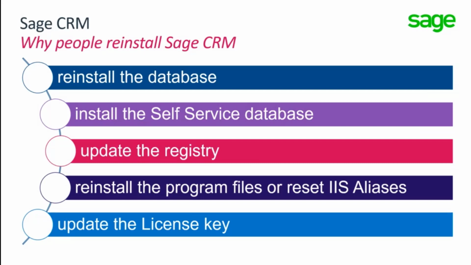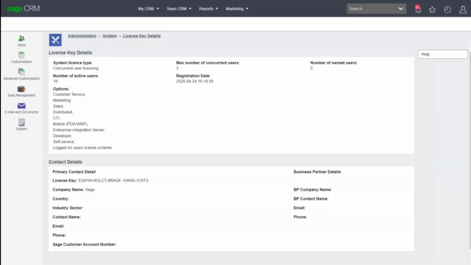The most likely reason, though, that anyone comes to run the reinstallation shield is because a customer's usage of the system expands, and therefore they need to change their licensing. And we've got a need then to try and change the license key. And there's really two ways of approaching this within the product.